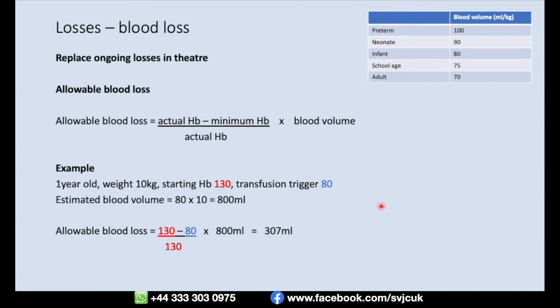Just a quick word on transfusion triggers. As I said, 70 is appropriate for a stable, non-bleeding, acyanotic child, but a child with cyanotic heart disease or severe respiratory disease, or who is actively bleeding, will need to have a higher transfusion trigger than this.